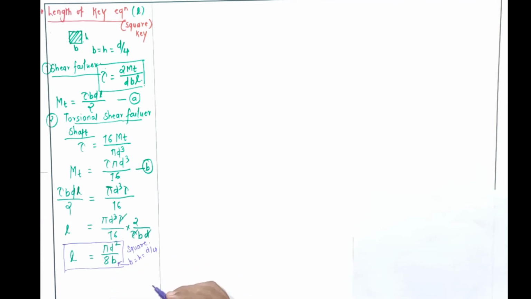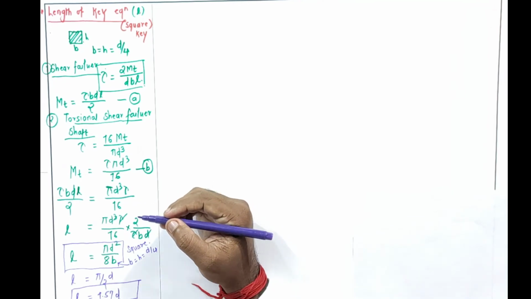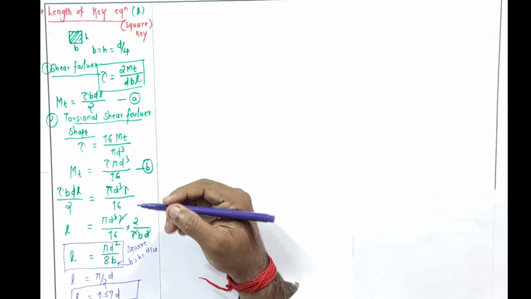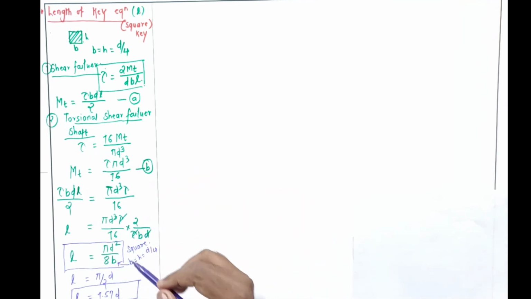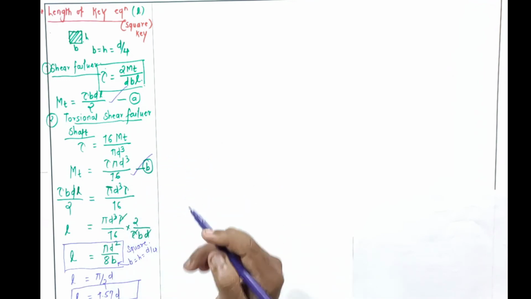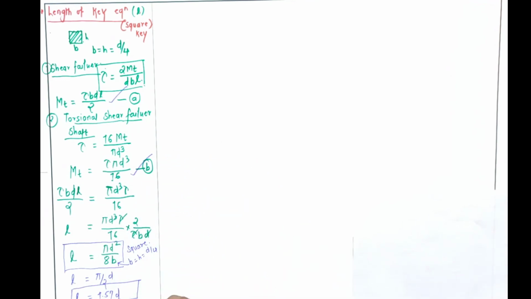If I put this value here, d by 4, I'll get l is equal to pi by 2 into d. So in short, I can say l is equal to 1.57 times d. This will be the length equation for the calculation of the length of key, correct? Likewise, we just compare the shear failure and the torsional shear stress in the shaft. After comparing that, we get the length equation l is equal to 1.57 times d. Okay, I hope you understood this length equation of key.